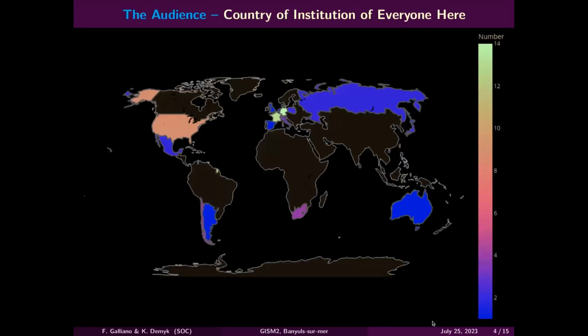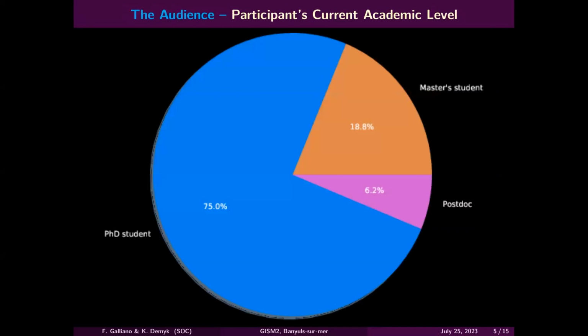So about you, the audience, as you see, that's where everyone is from, probably here in this room. It's essentially people from France and Germany because of the way the SOC was organized and the location of the conference. But we have people on every continent, except Antarctica. We never managed to get anyone from there. Now here is your current academic level. You see three quarters of you are PhD students, and we have a few postdocs and master students of different flavors.